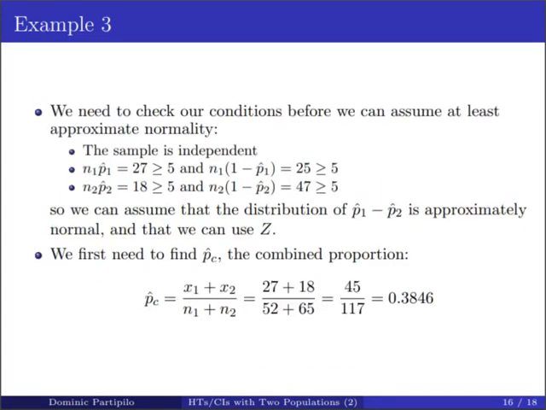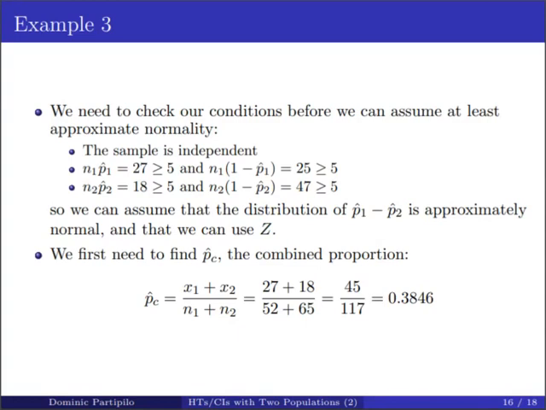So the first thing we need to do is check our conditions to make sure we can at least assume approximate normality. The samples are independent because the people were randomly selected. And when we calculate n1 times p hat 1, we get 27. And n1 times 1 minus p hat 1 is going to be 25. Both of those are greater than or equal to 5, so that checks out. If we do the same thing with the second population, which was New York, we're also going to find that these are both greater than or equal to 5. So we can assume at least approximate normality here, and that lets us use Z.